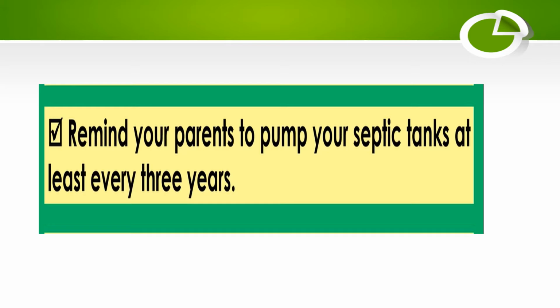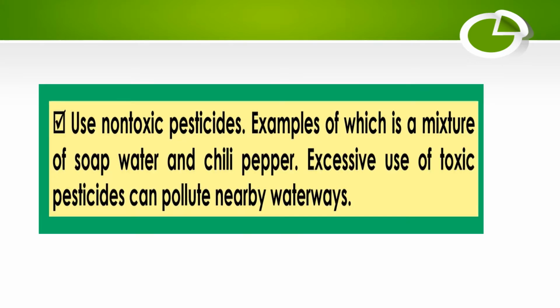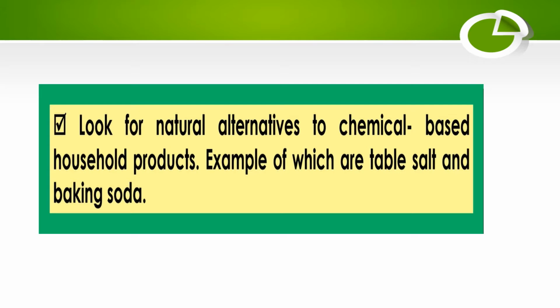Remind your parents to pump your septic tanks at least every 3 years. Use non-toxic pesticides, examples of which is a mixture of soap water and chili pepper. Excessive use of toxic pesticides can pollute nearby waterways. Look for natural alternatives to chemical-based household products, examples of which are table salt and baking soda.